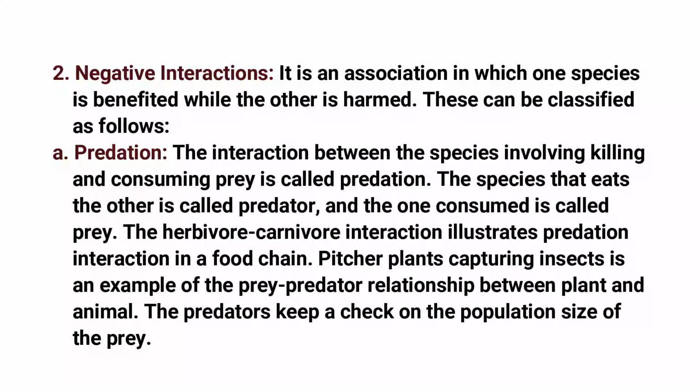The herbivore-carnivore interaction illustrates predation interactions in a food chain. A pitcher plant capturing insects is an example of the predator-prey relationship between plants and animals. The predators keep a check on the population size of the prey.